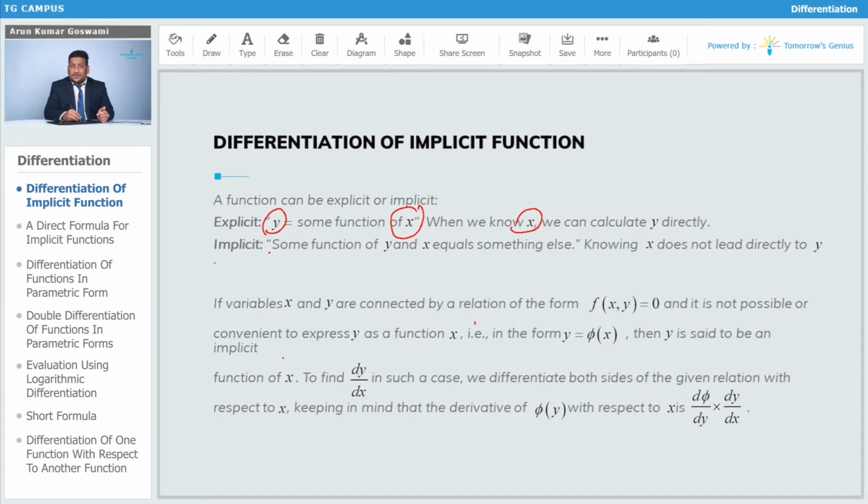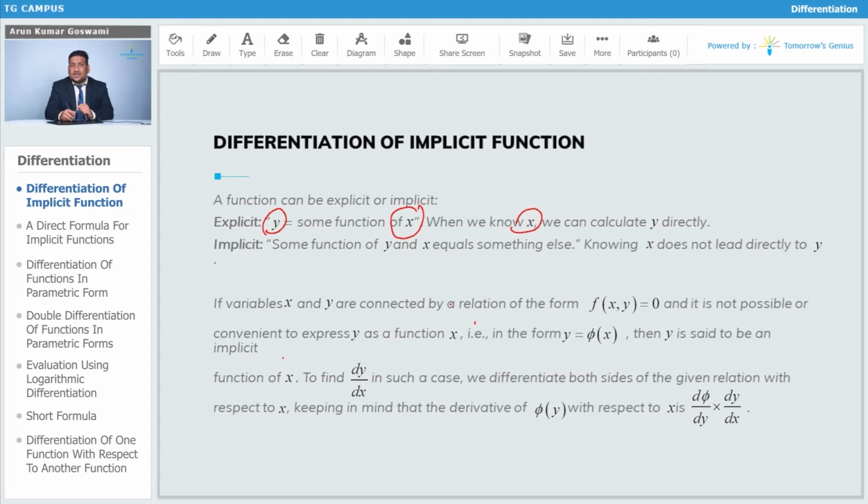When we talk about the implicit, it means some function of y and x. It means we cannot just relate x with y and y with respect to x. Individually we cannot do that. We cannot say y is a function of x or x is a function of y. Basically, the whole function will be a function of xy. We cannot say this function is only for x or only for y. That is called an implicit function.